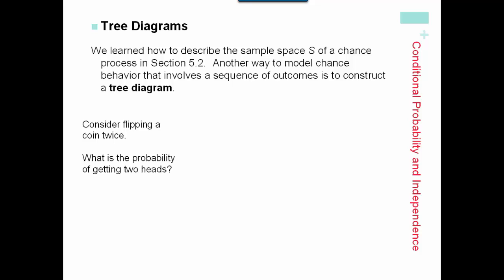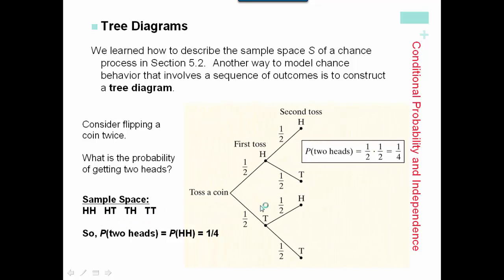We know how to describe a sample space. Another way to model chance behavior is to use a tree diagram. Consider flipping a coin twice. What is the probability of getting two heads? Here's our sample space that we would write out. Probability of two heads is 1 out of 4. Here is the sample space of the choices. Here's what it would look like in a tree diagram.